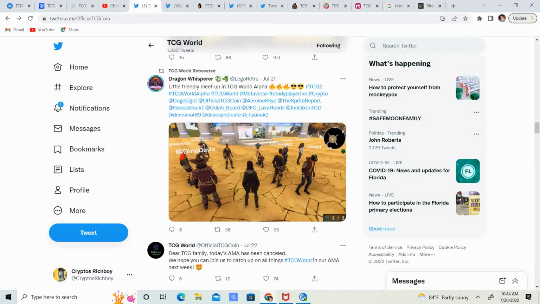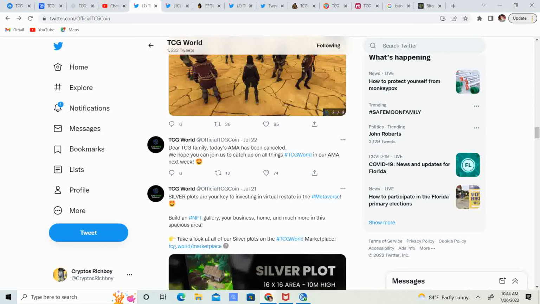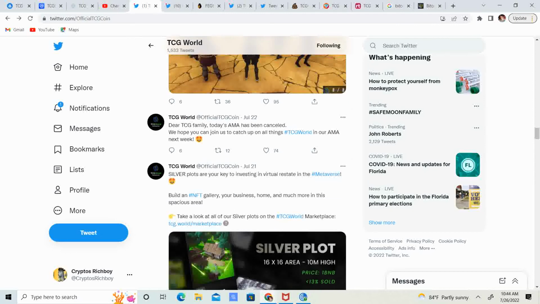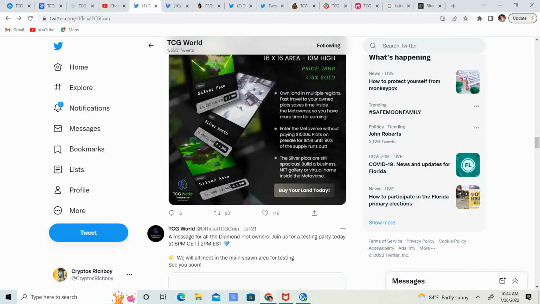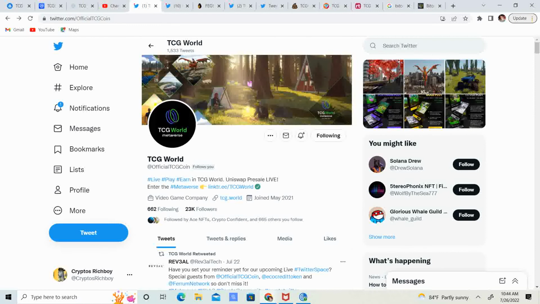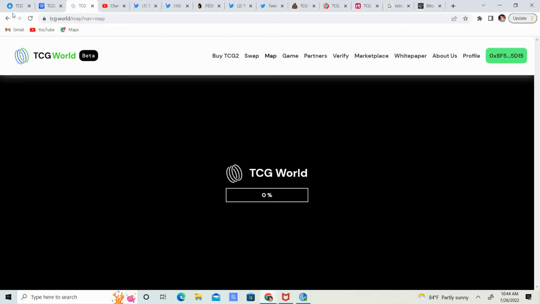So guys, there should be an AMA. I just remembered because I just read this. The AMA was canceled the last 2 weeks, and I am so super excited to see what is gonna happen with that. So guys, that is pretty much the updates. Let's go ahead and take a look at the map. See what we got going on over there.